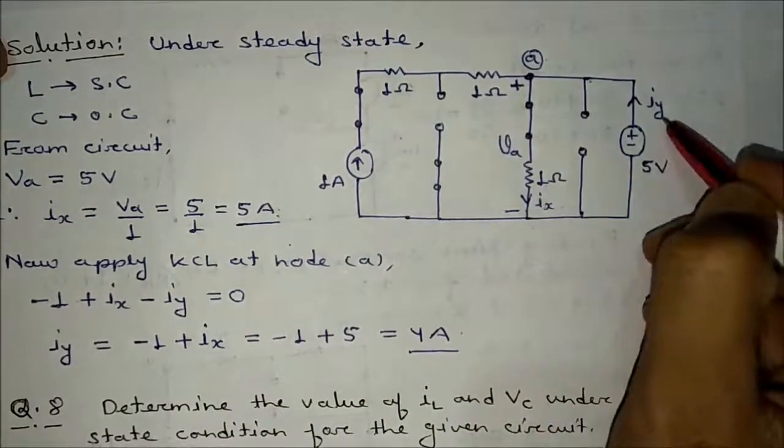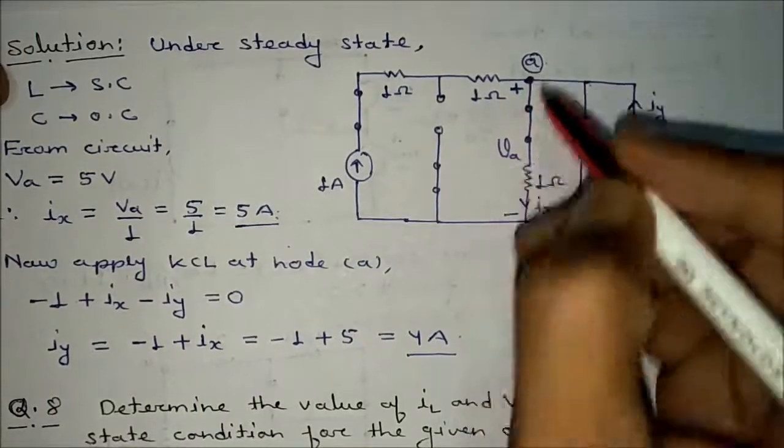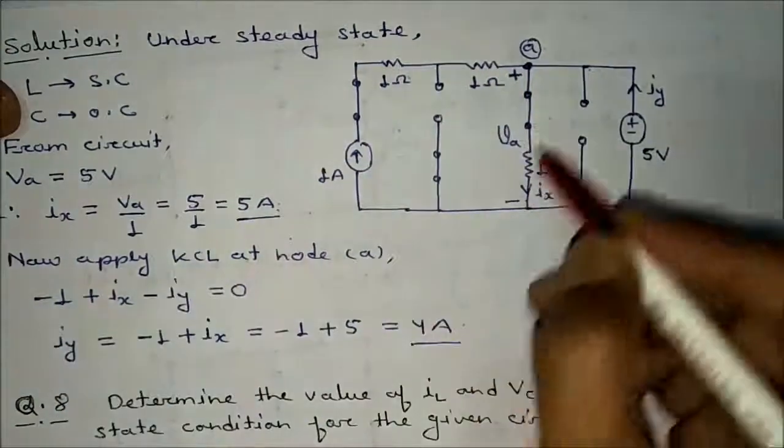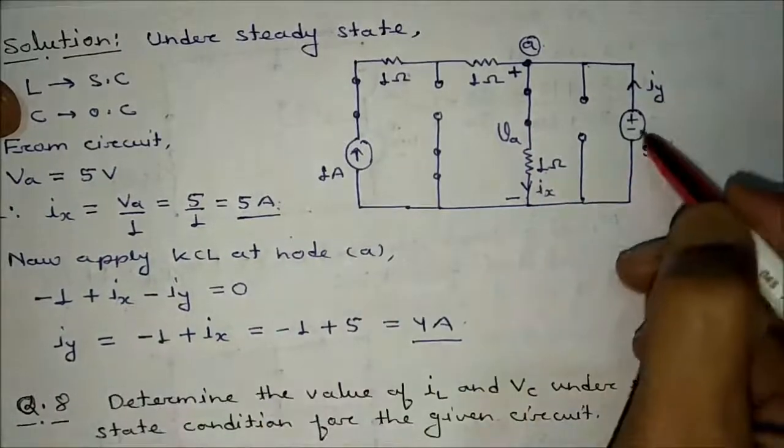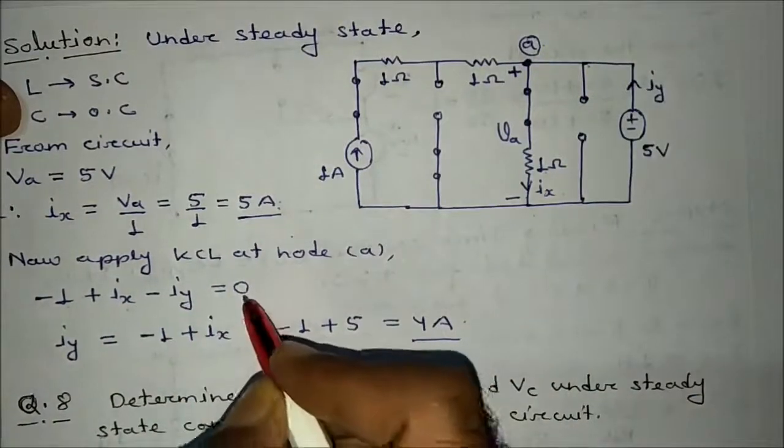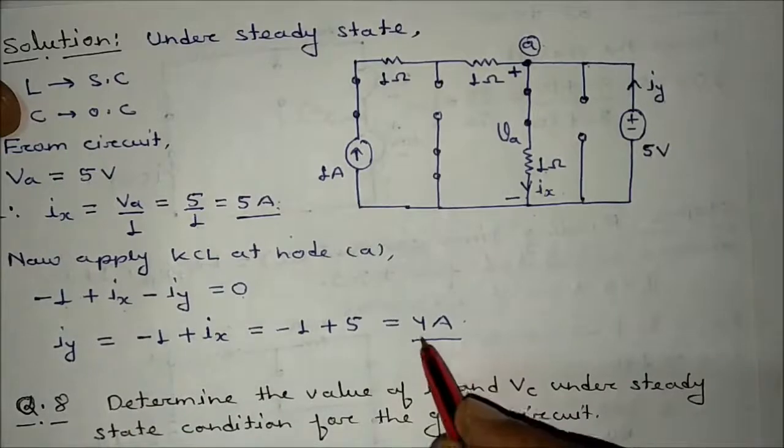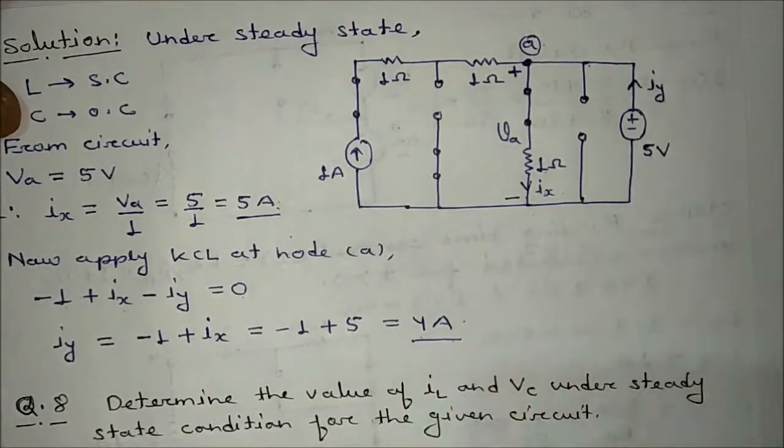You can get the value of Iy by writing a KCL at A. This one is incoming current, minus 1, this one is outgoing, plus Ix, this will also be incoming current, minus Iy, is equal to 0. So Iy you will get that is equal to 4 ampere. Is it okay?